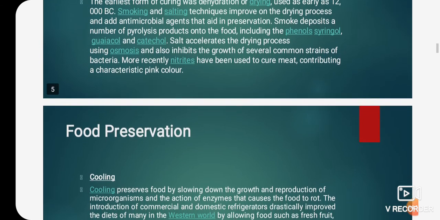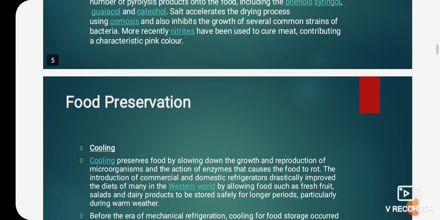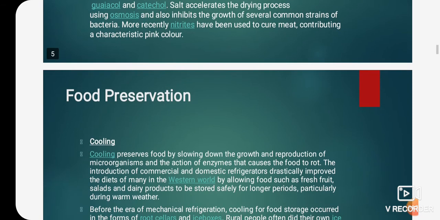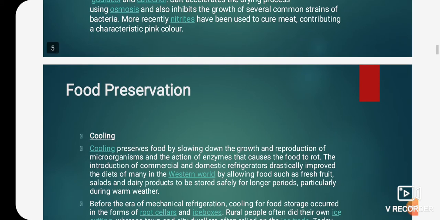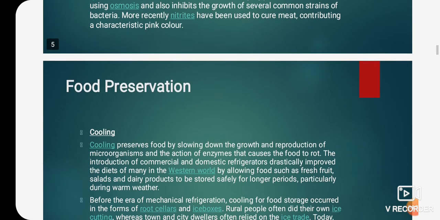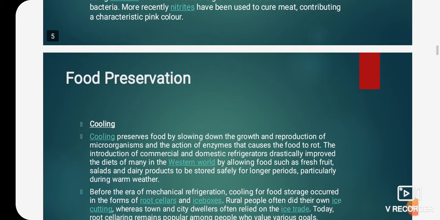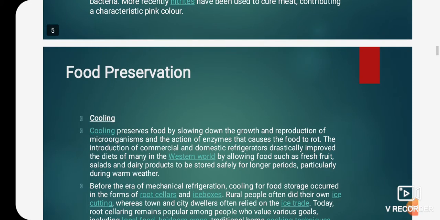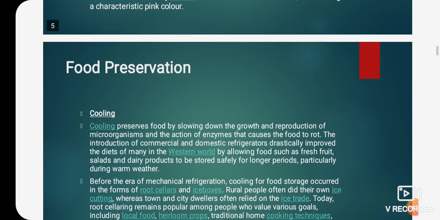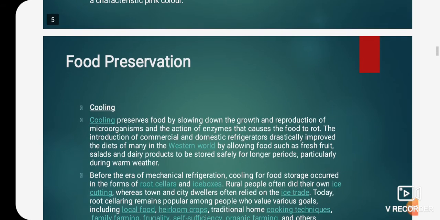So, students, second process is cooling. Cooling preserves food by slowing down the growth and reproduction of microorganisms and the action of enzymes that causes the food to rot. The introduction of commercial and domestic refrigerators drastically improved the diets of many in the Western world by allowing foods such as fresh fruit, salads, and dairy products to be stored safely for longer periods, particularly during warm weather.